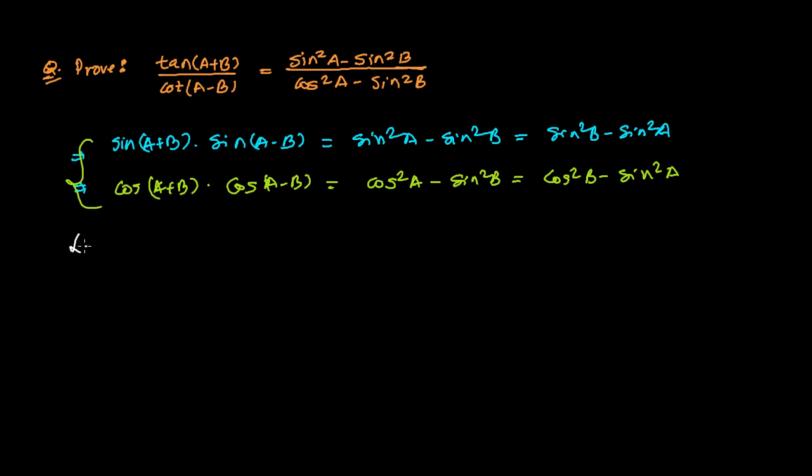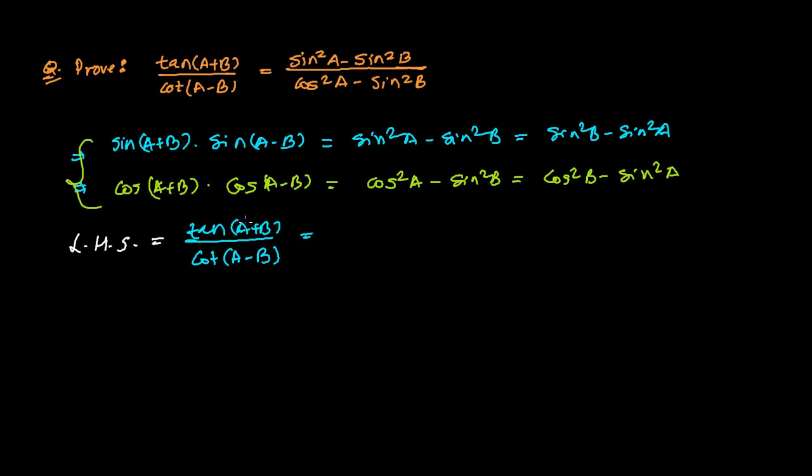So let's write the left hand side. As always, we take the left hand side first. Our left hand side is tan(a+b) divided by cot(a−b). I have always told you, whenever we have anything related to tan, cot, cosec, sec, then we need to convert those things into sine and cosine. That really makes it easiest to solve the question.